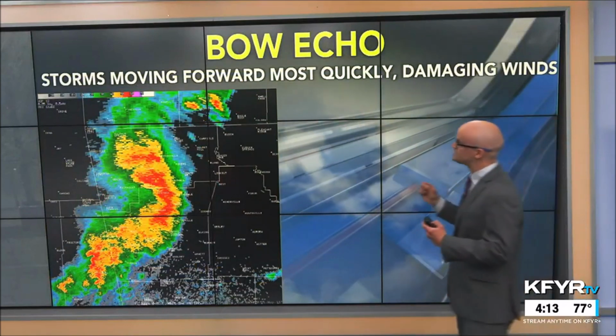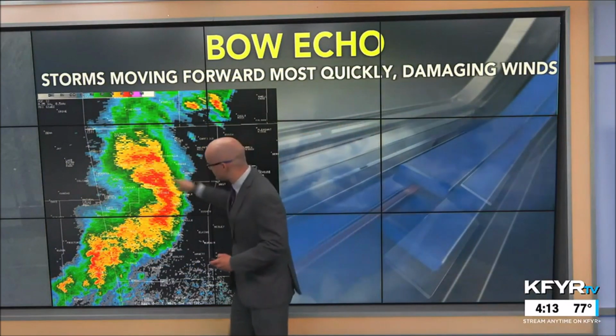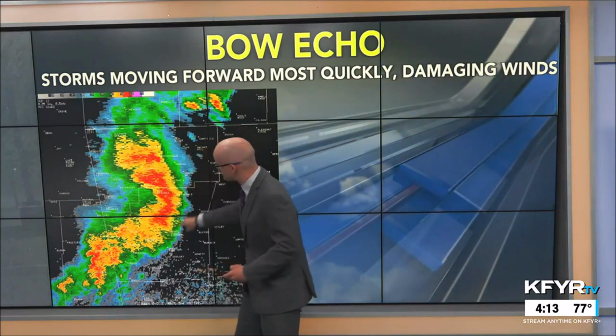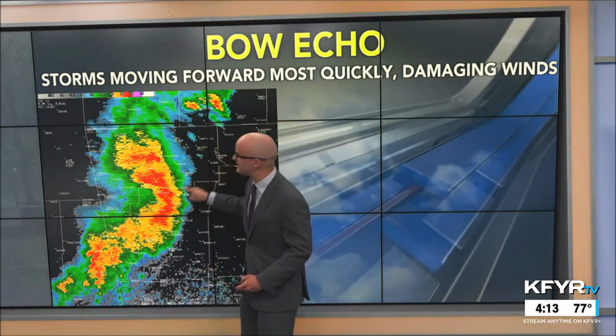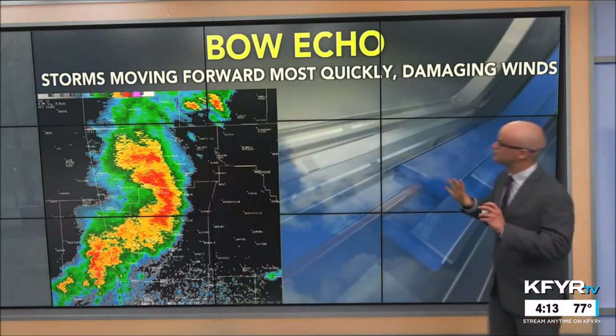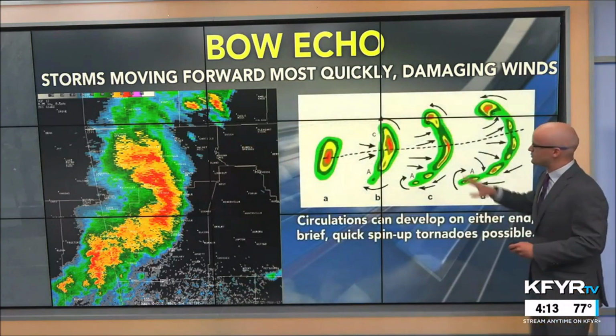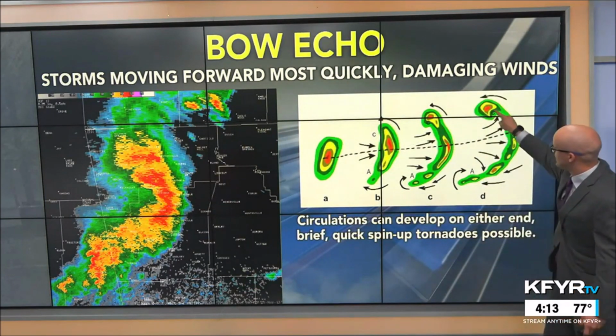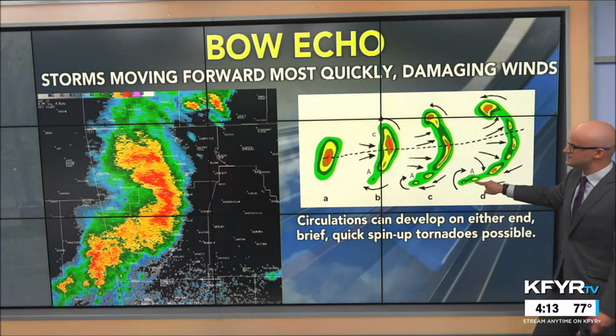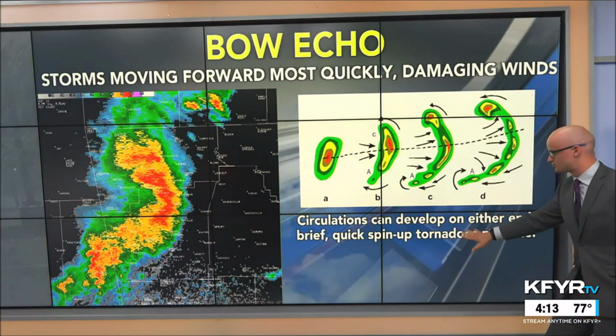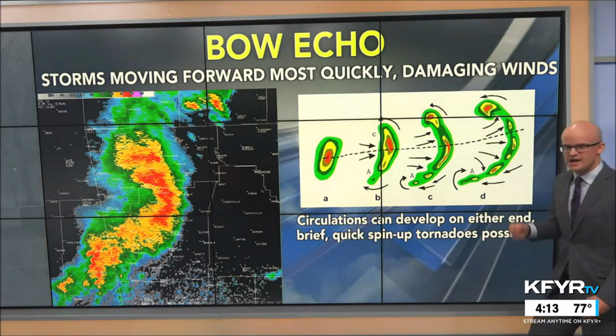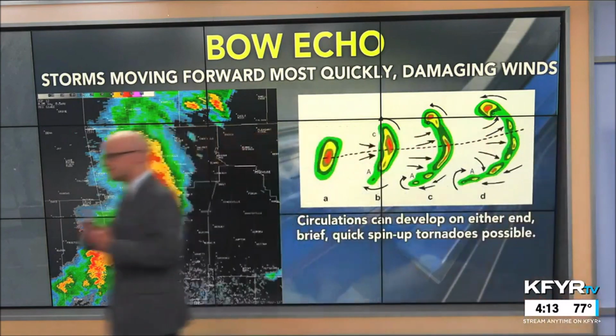Along these squall lines, we get bow echo segments, these backward C shapes, and this is where the damaging wind threat is greatest. That's where the storms are moving forward most quickly, and we can even get a little bit of rotation on the edges of these bow echo segments, leading to brief, quick spin-up tornadoes. And that's something we have to watch for when we're watching these squall lines come across an entire area. These multi-cell clusters can produce severe weather, so something to be aware of.